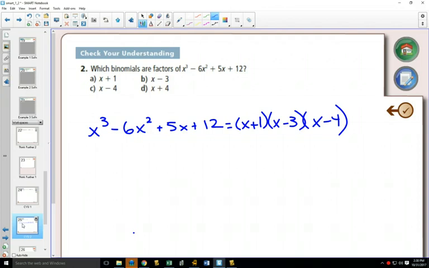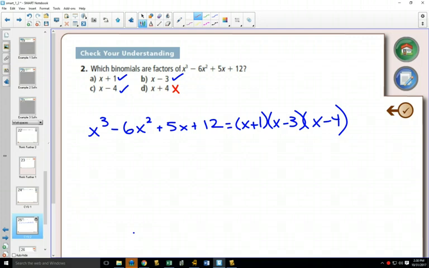Like in this example, we checked all of those binomials. Some of them we used the remainder theorem and found the remainder was 0. Some of them we used synthetic division and found the remainder was 0. But we found out that 3 of these were factors and this one wasn't. And an equation that has an x cubed can have at most 3 factors.